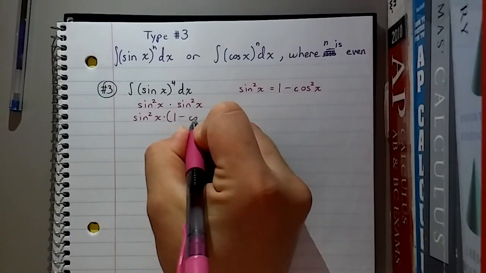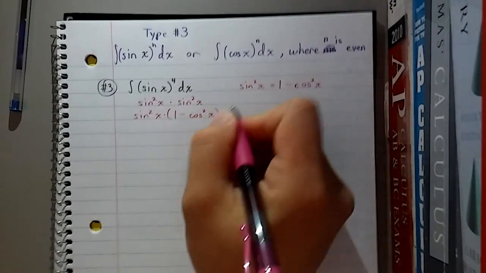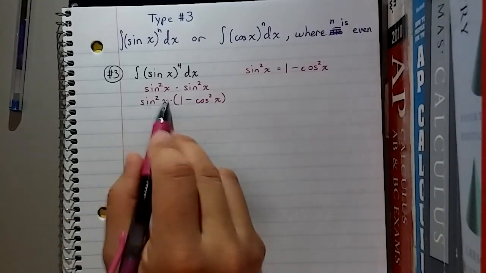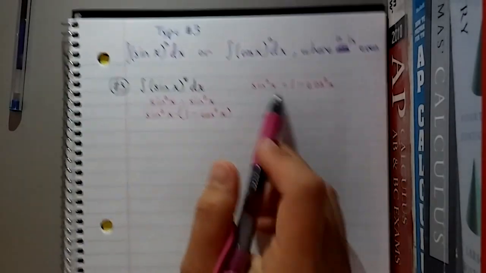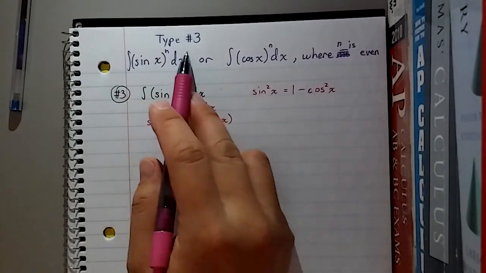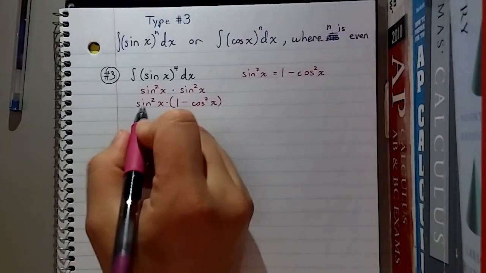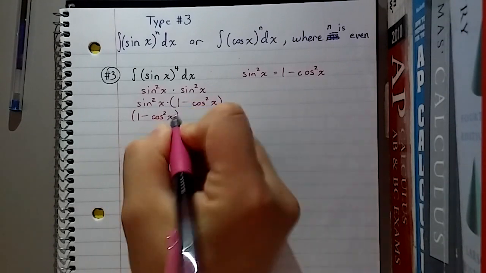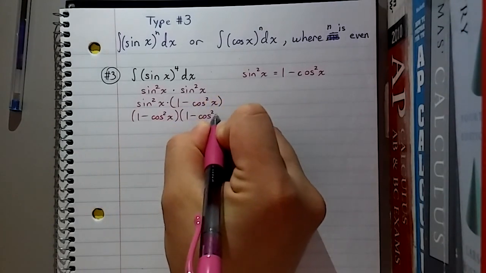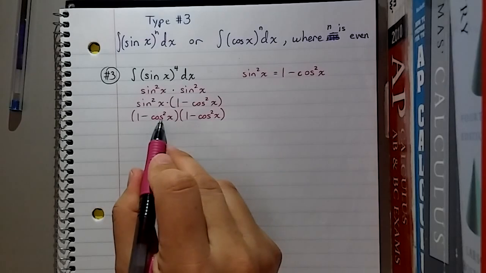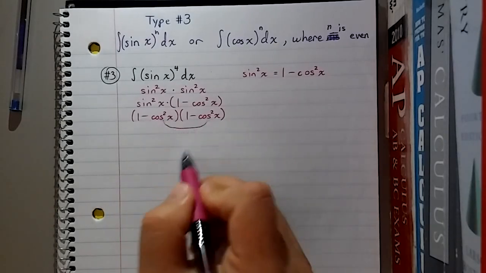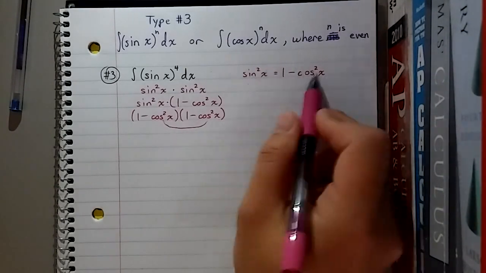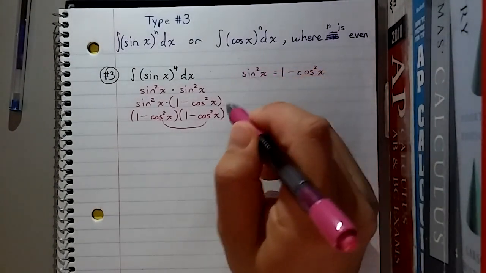So 1 minus cosine squared x. Now, u sub is not going to work because you still don't know how to integrate sine squared x times 1, because that is part of type 3. And if you decide to replace this as well and you FOIL it, you're going to have cosine to the 4th, and you don't know how to integrate that either. So this little equation is not going to save you for this problem.